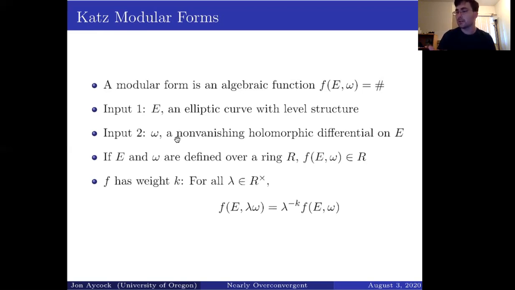So a modular form usually has a level and a weight. The level is kind of already baked into this level structure up here with input 1. But the weight k is going to be some sort of homogeneity property. And it's going to say, well, if I scale my holomorphic differential by some unit, if I ask what is f of E comma lambda omega, then I'm actually just going to scale my output by a power of that unit. And if f has weight k, then this is going to be lambda to the minus k that comes out. So we have a level, we have a weight. This is all very nice.